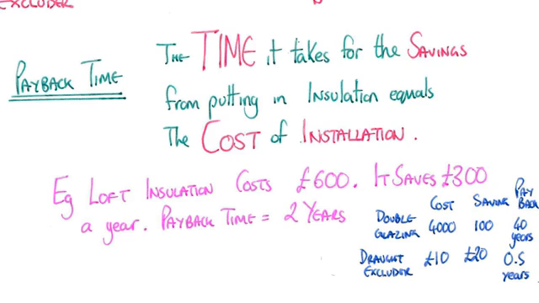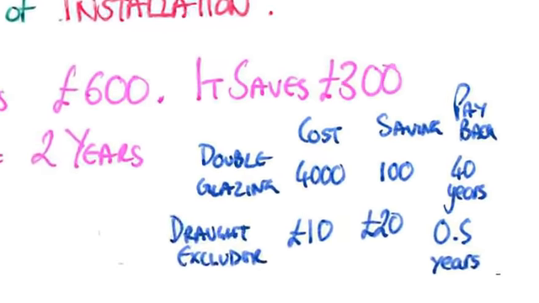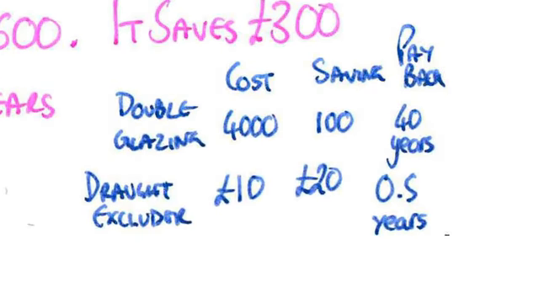And I've got some other examples just down there, just zooming in there. Double glazing, for example, is notorious, very famous for having a very long payback time, about 40 years. Draft excluders pay back themselves very, very quickly because they're very cheap.